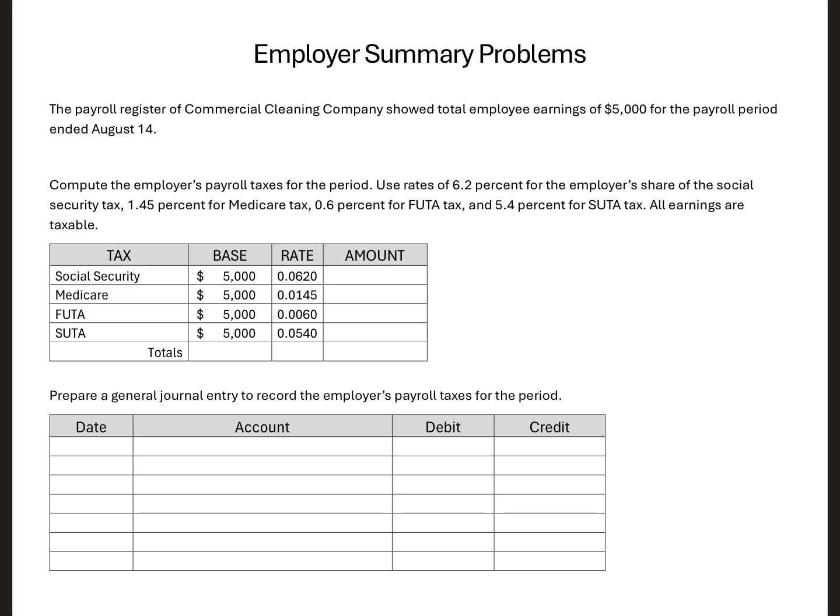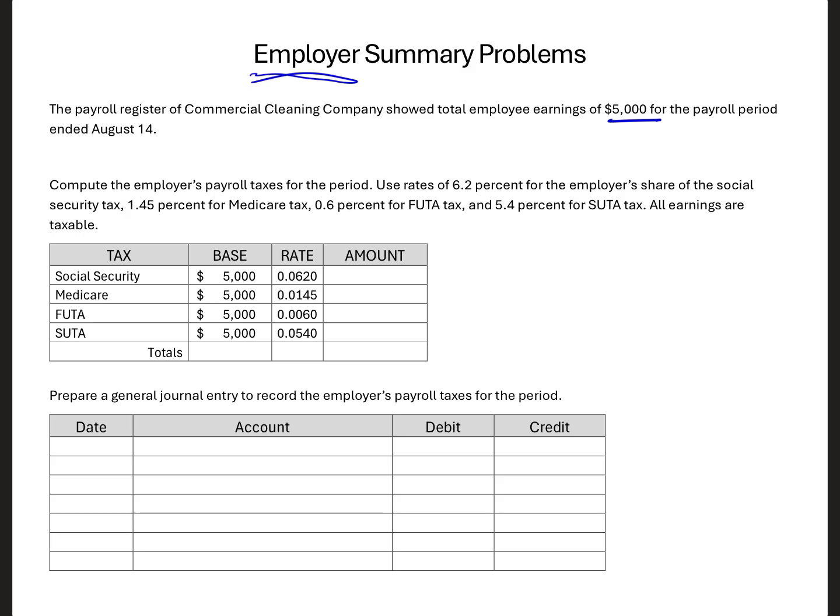This week we continue our look at payroll taxes, but this time we're looking at it from the perspective of the employer themselves and the costs that the employer incurs directly for the other half of a lot of these taxes. So let's look at this example. It says that the total payroll for this commercial cleaning company has employees earning $5,000 for the pay period ending August 14th. Our job is to compute the employer's payroll taxes for this period.